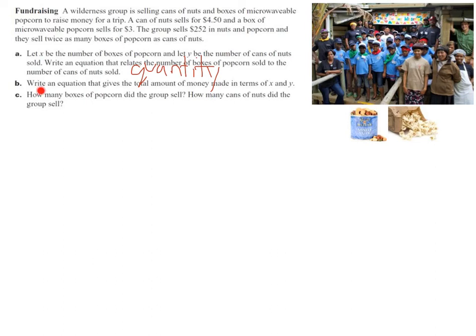Part B, however, says write an equation that gives the total amount of money made in terms of X and Y. Now they're specifically saying how much cash was made, and of course that one is going to be the cost equation. All the information that you need to set up both equations in your system is right in the situation above. And then part C is pretty much asking you to solve the linear system. How many boxes of popcorn did the group sell? How many cans of nuts did the group sell? There you go, folks. So this one's broken down into 3 steps. First, the quantity equation, then the cost equation, and then actually find out, based on the quantity and cost equations, how much popcorn and nuts were sold.